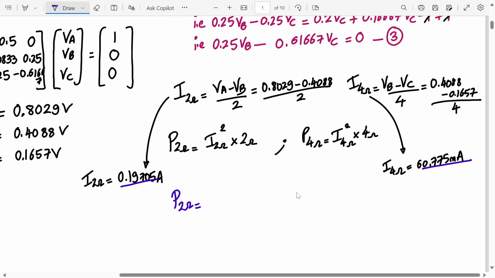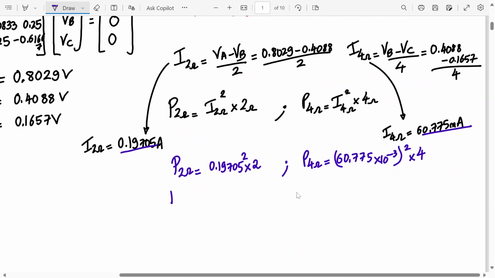So I2 square, it will be 0.19705 square into 2. That's the value of power across 2 ohm resistance. Power across 4 ohm resistance will be 60.775 milliampere, milliampere meaning into 10 raised to minus 3, square into 4. So let me know the value of power across 2 ohm resistance and power across 4 ohm resistance. I suppose you are getting up till here correct. So this will come out to be 77.65 milliwatt, or you may get it as 77.65 into 10 raised to minus 3 watt.